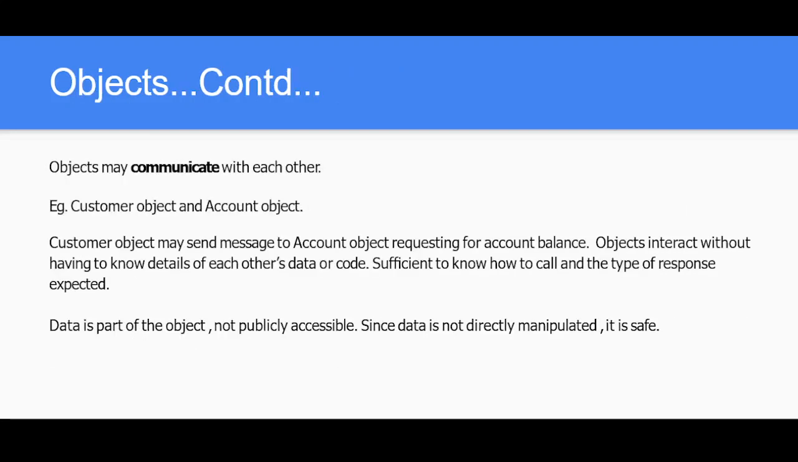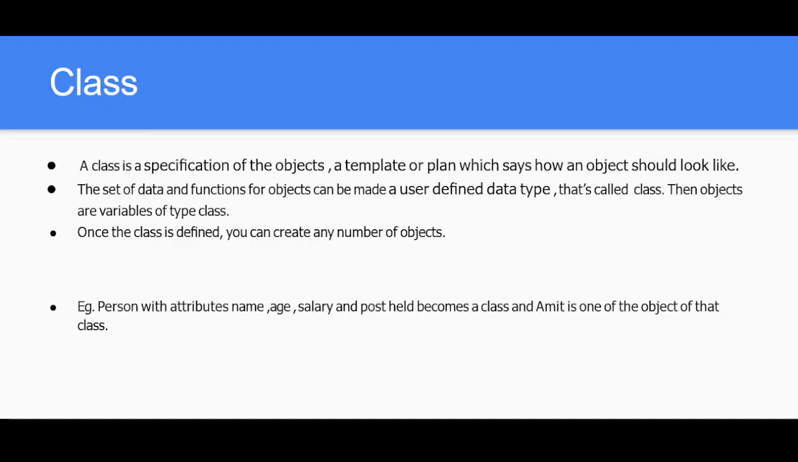Then we have, objects can communicate with each other. So here we have a customer object and an account object. The customer object may be a person who is going to a bank. He is also an object, and the cashier inside the bank is also an object. So the customer object may send a message to the account object requesting the account balance. So objects interact without having to know details of each other's data or code. It is sufficient to know how to call and the type of response expected. Data is a part of the object and not publicly accessible. Since data is not directly manipulated, it is safe.